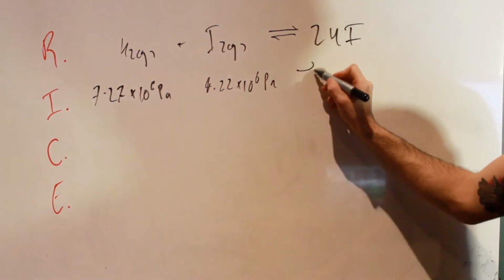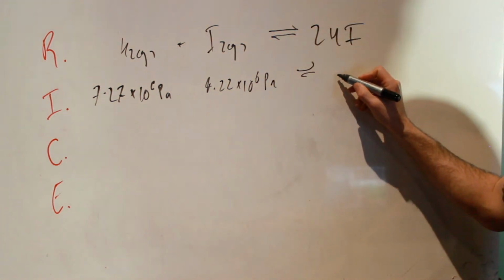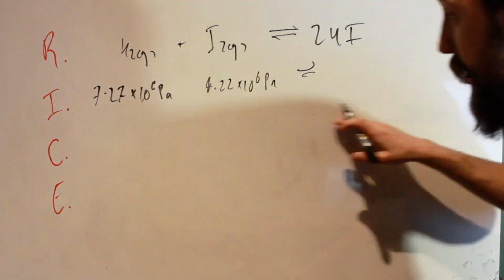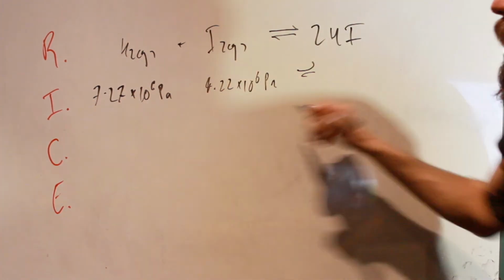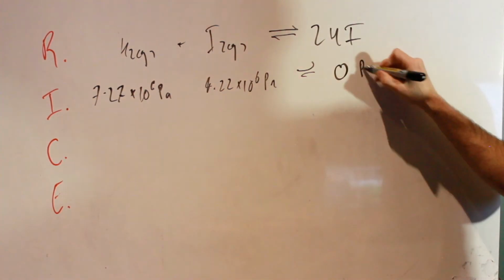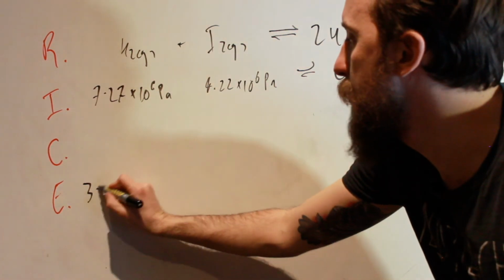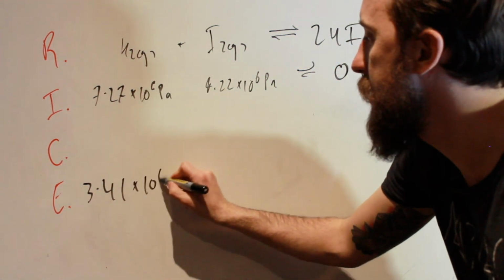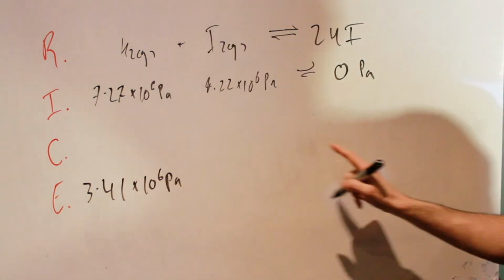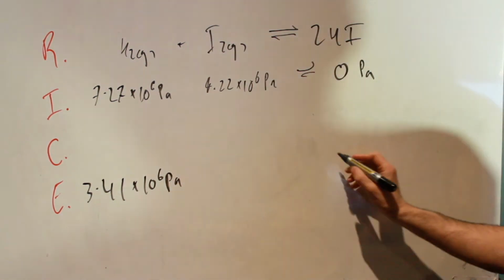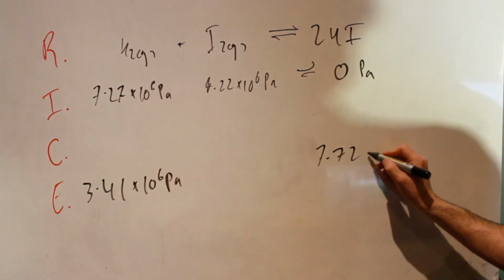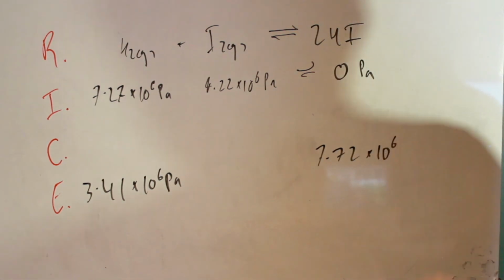That reaches equilibrium, and we end up with, well, this is the initial reaction, isn't it? So at the very start of the reaction, we haven't formed any of this. So that's 0 pascals. At equilibrium, we were given the values here for 3.41 times 10 to the 6 pascals. That was unknown, and over here was 7.72 times 10 to the 6 pascals.